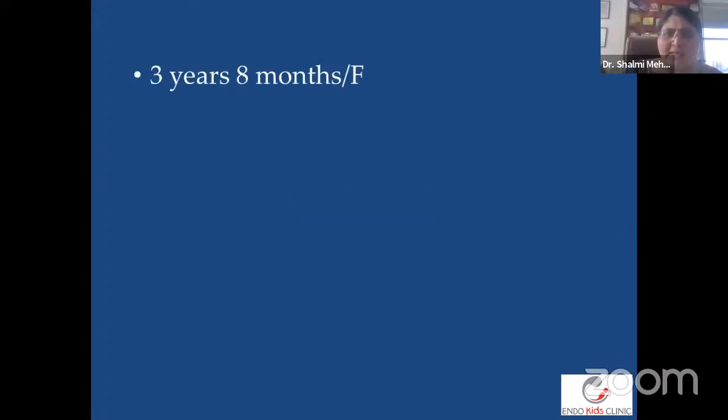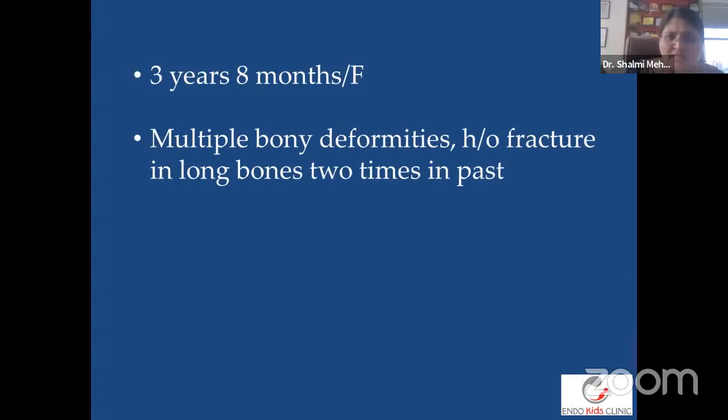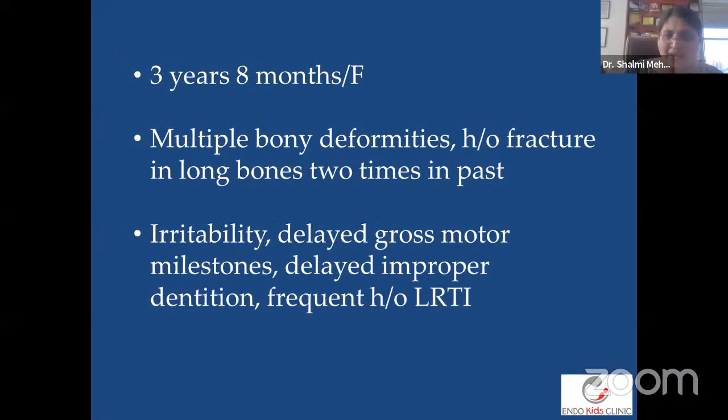I've got a 3 years and 8 months old female. She has history of multiple bony deformities, history of fractures in long bones 2 times in the past also. She's very irritable. She has delayed milestones, delayed dentition. Again, she's falling sick very often.